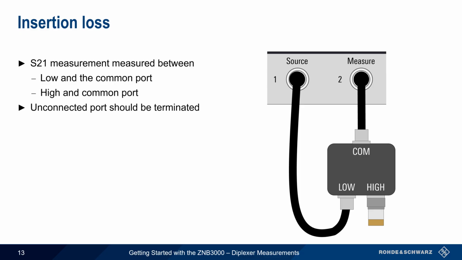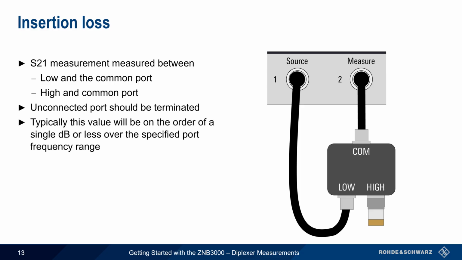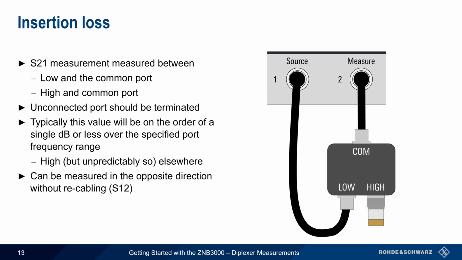In most cases, insertion loss in a diplexer is on the order of a single dB or less over the specified port frequency range, and it will be much higher, but unpredictably so, outside of this range. It's also possible to measure insertion loss in the opposite direction, that is from common to low or to high, without recabling, but generally the results will be the same in both directions.